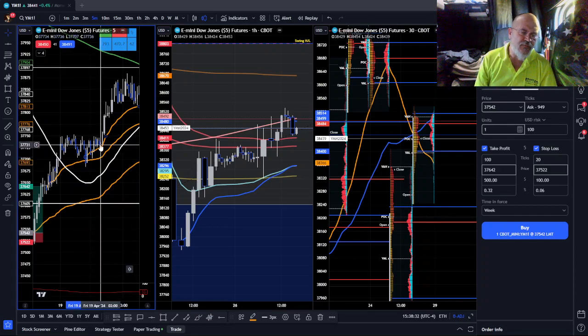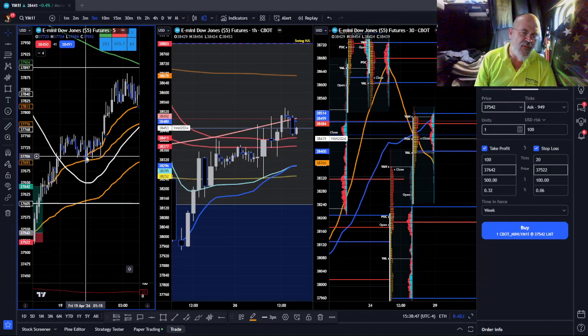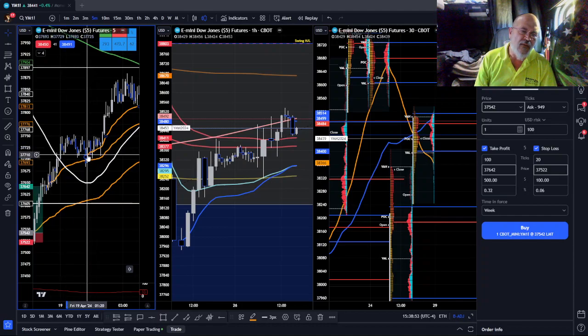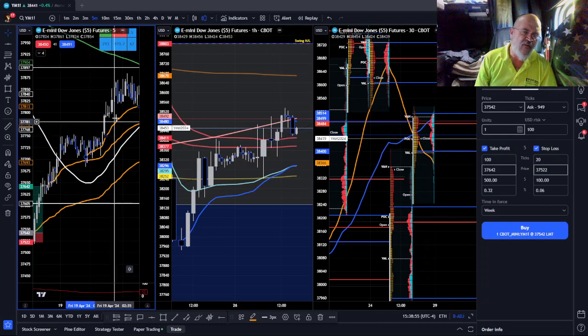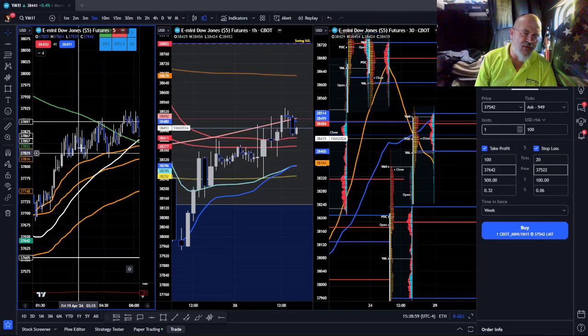Okay. I may or may not add to this trade right here. I'm definitely adding to it on this pullback. So I added right here, which brought my average price up to right around here. And if I add to it here, my average price probably comes up to right around here. But this gives me another VWAP line to watch, and we pretty much hold it all the way up.